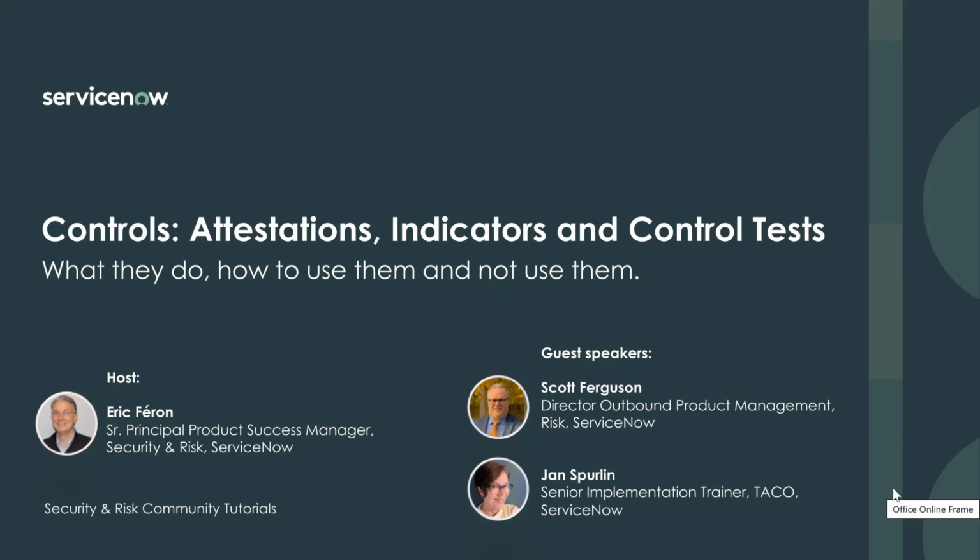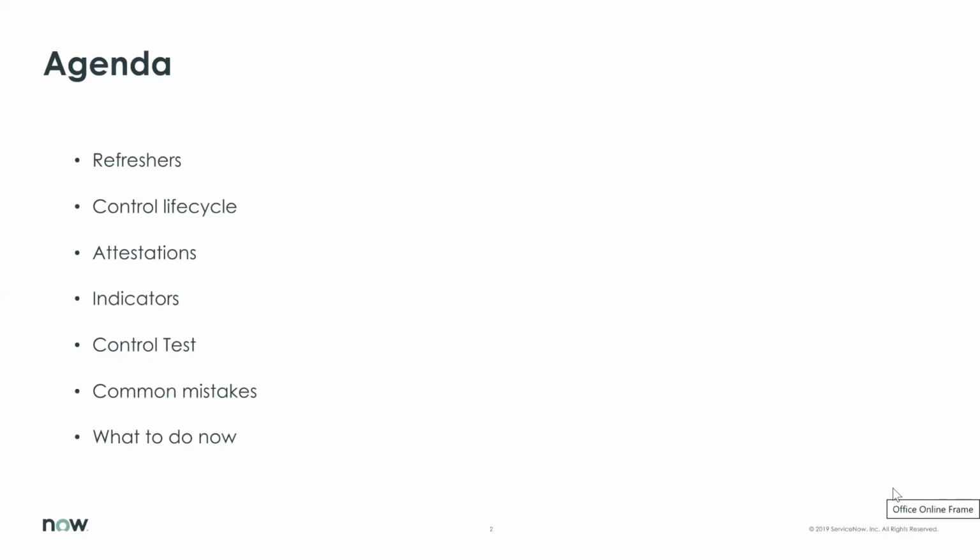All right. So it looks like we're going to have an interesting conversation to clarify all of this and make sure our customers get the best out of those features. So let's get started. Our agenda today: we're going to go first with quick refreshers. Then Scott's going to take us through the overall control life cycle. Then we're going to switch over to Jan to talk about attestations and indicators, and get back to Scott to talk about control tests. And we're going to have a quick conversation about common mistakes and what to do at the end of this tutorial.